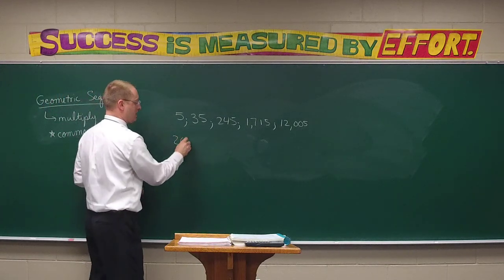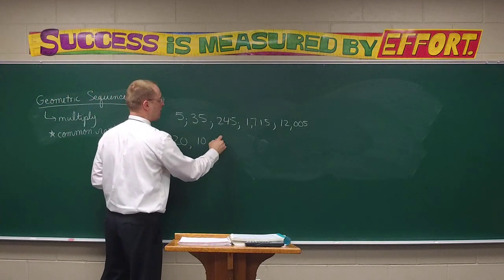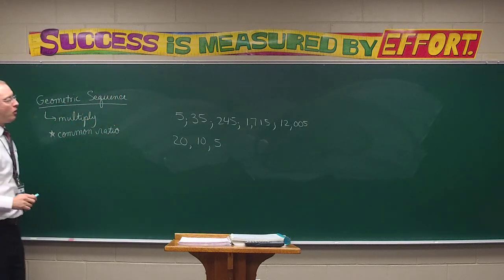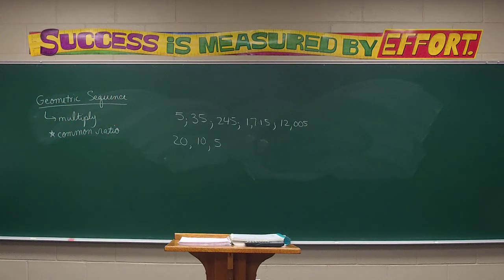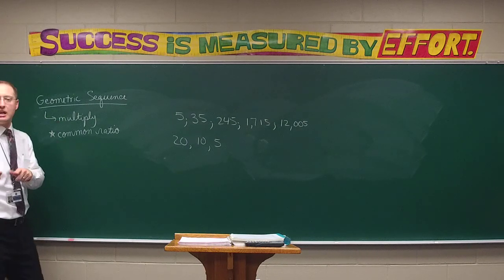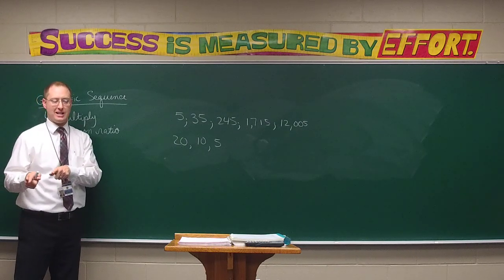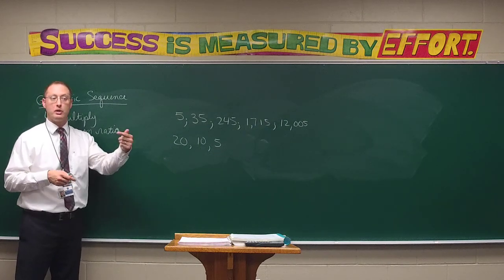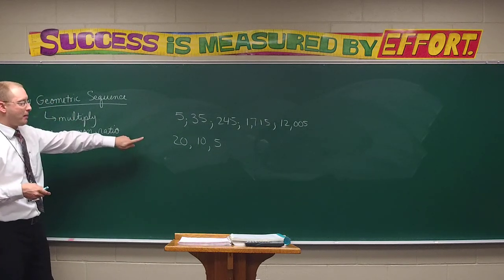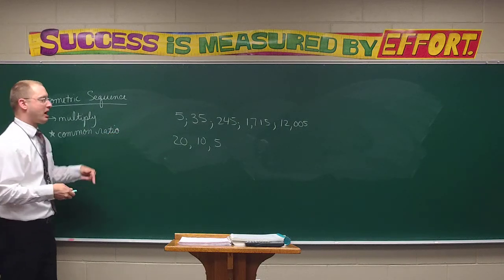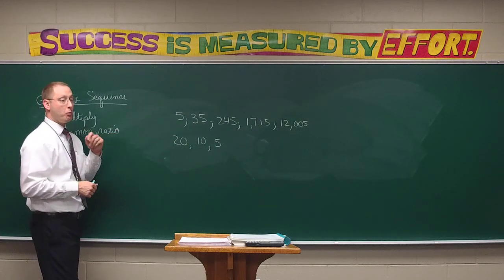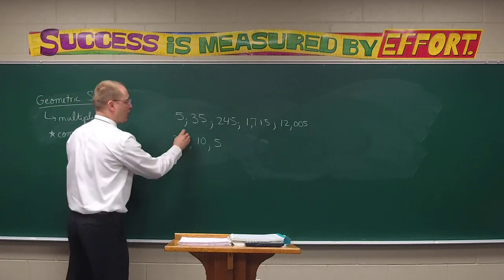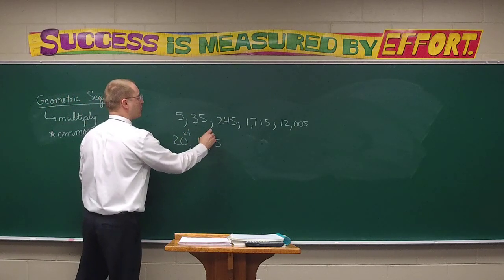So how about this one? What if I said 20, 10, 5? I'm clearly not adding or subtracting anything. What's the common ratio? Divided by 2. I'm dividing by 2, but remember, in a geometric sequence, you always multiply, you don't divide. So when you say dividing by 2, that's the same as multiplying by the reciprocal. So we wouldn't say the common ratio is 2 or we're dividing. We'd say the common ratio is the reciprocal, 1/2. You multiply by a half, multiply by a half.